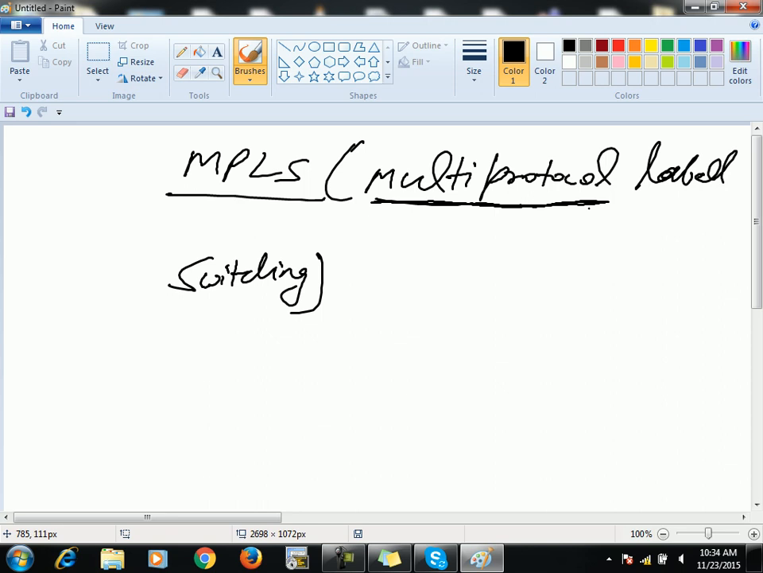It can encapsulate your layer 2 traffic. It can encapsulate layer 3. It will depend on whether you configured MPLS VPN as layer 3 VPN or layer 2 VPN, right? But it's multi-protocol. It supports multiple protocols, you can say.